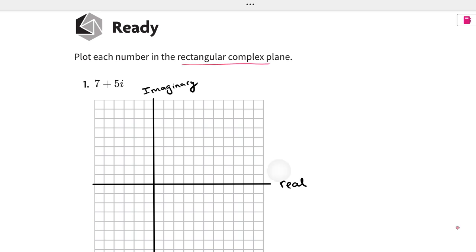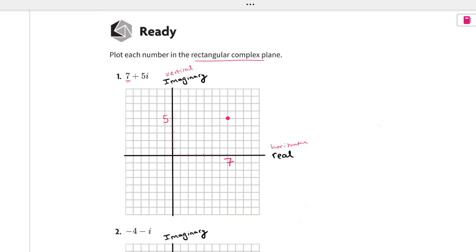It says plot each number in the rectangular complex plane. The rectangular complex plane basically just says that your vertical axis represents the imaginary number and your horizontal axis represents the real number. So our real part is 7. So 1, 2, 3, 4, 5, 6, 7, and up 5. 1, 2, 3, 4, 5. So 7, 5. I'll make the 7 nice and big. 7 and 5. There we go.